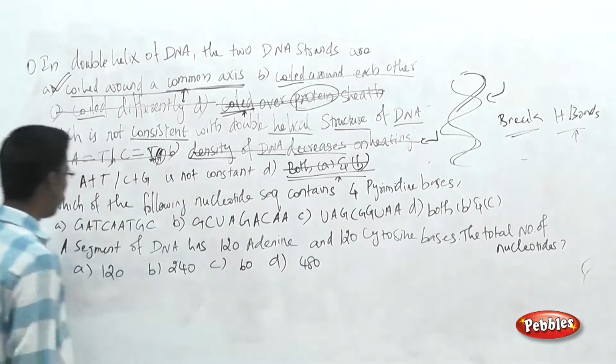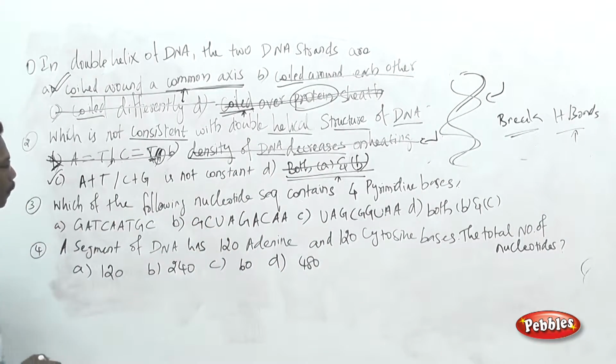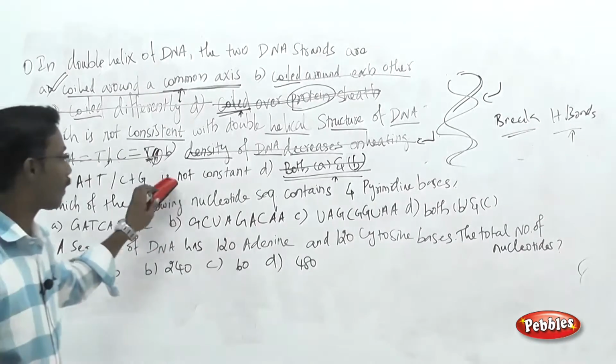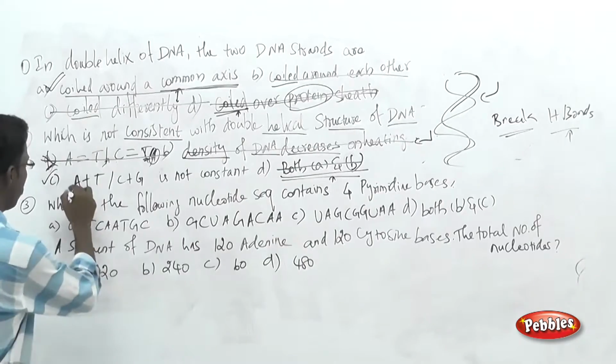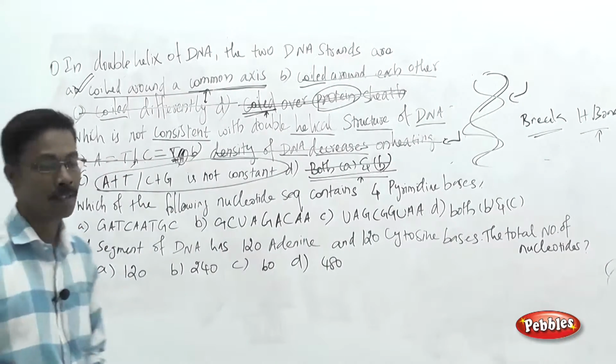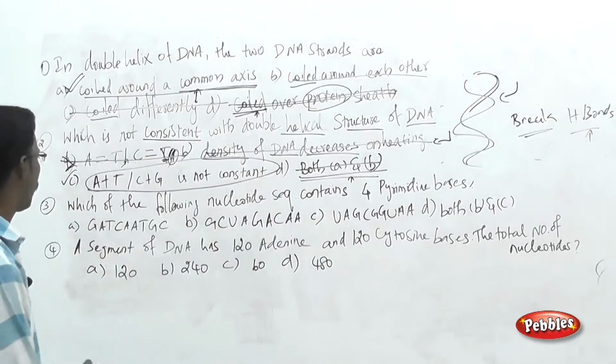So you can eliminate those choices. The answer is A plus T and C plus G is not constant. That is the correct answer. And we are going to explain this in the next question. A plus T and C plus G is not constant. Okay, come back to the next question.